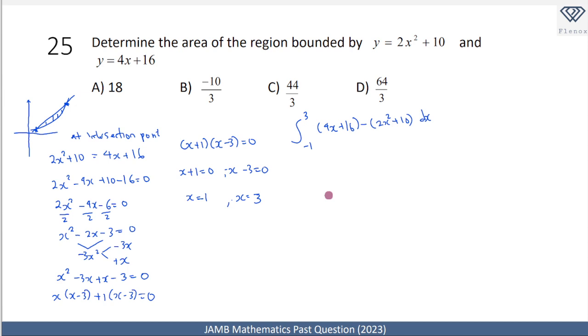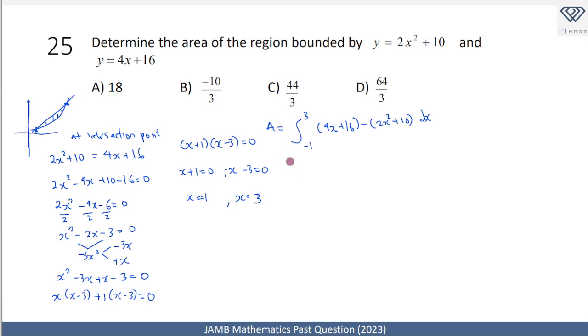I do not want to spend too much time addressing that now, but the idea is that to find the area, you need to integrate the difference between the two intersecting equations over the limits of their intersection points. So the first thing we did was find their points of intersection, which we found as minus 1 and 3. So we're going to be integrating over that interval and subtracting the equations from one another, and that gives us the area bounded by those curves.